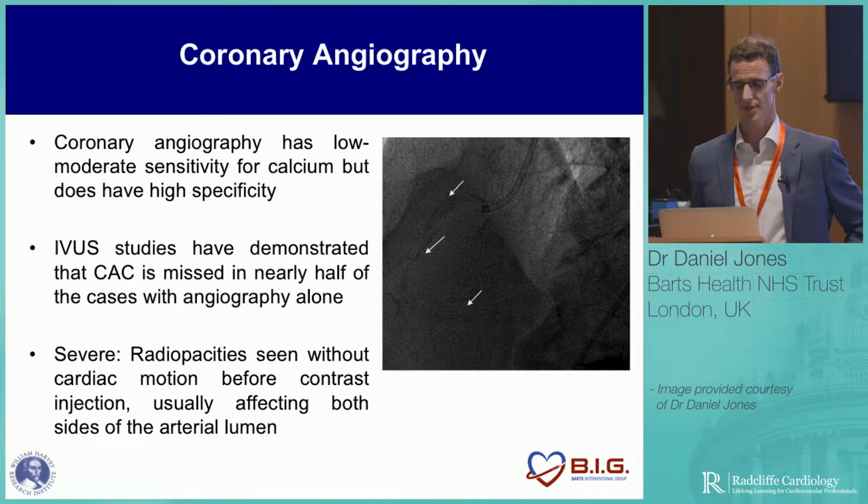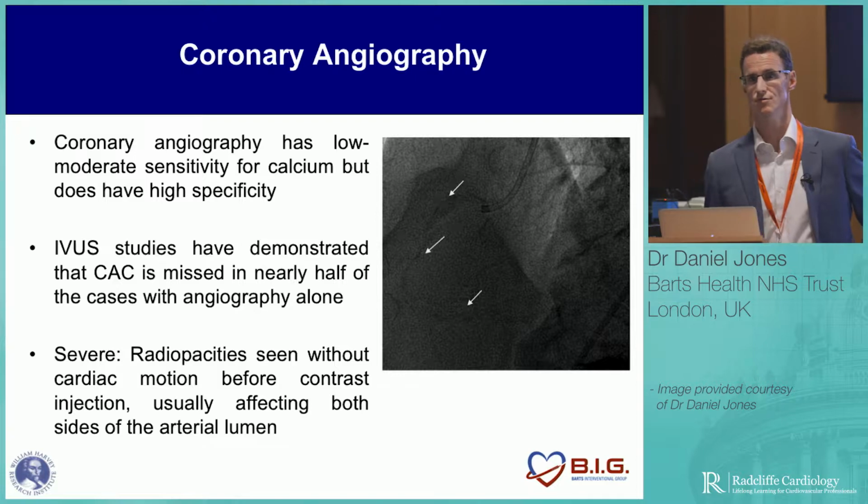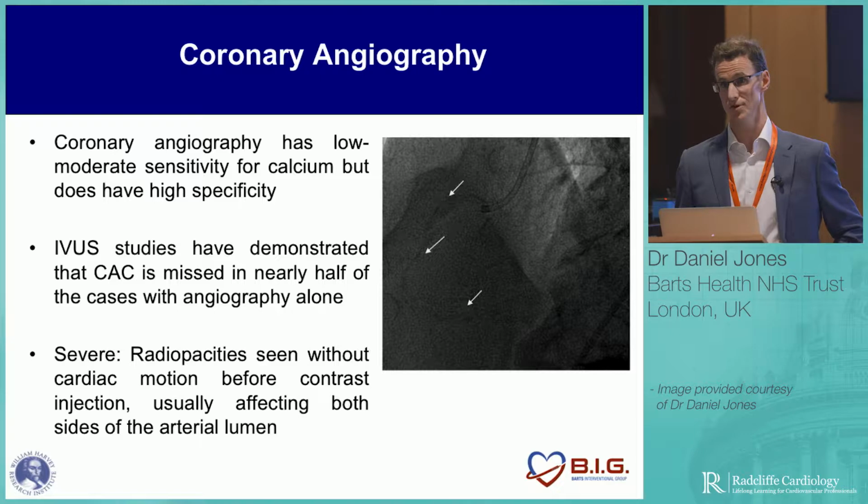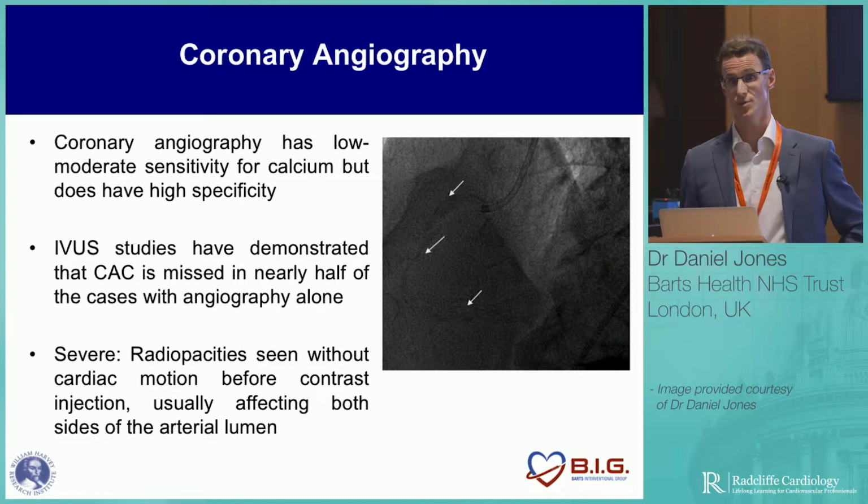So we know that coronary angiography has relatively low to moderate sensitivity for coronary calcification, but does have high specificity. High calcification, as you can see in the still image to the right, is readily apparent on coronary angiography, and a standard definition is radiopacity seen without cardiac motion prior to contrast injection, usually affecting both sides of the lumen, with moderate being within the cardiac cycle and not both. But we know that coronary angiography undercalls the presence of coronary calcification, with intravascular imaging studies, particularly with IVUS, showing that in up to 50% of cases we miss or underappreciate the severity of calcification.